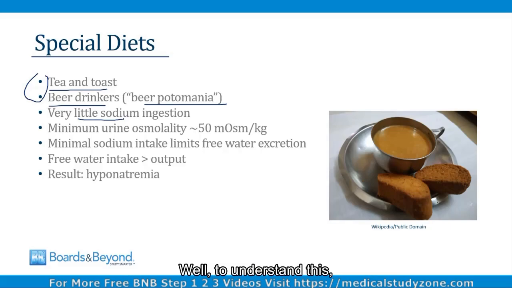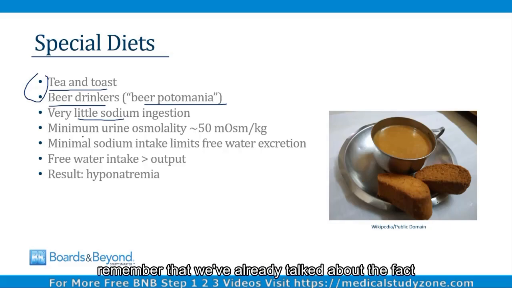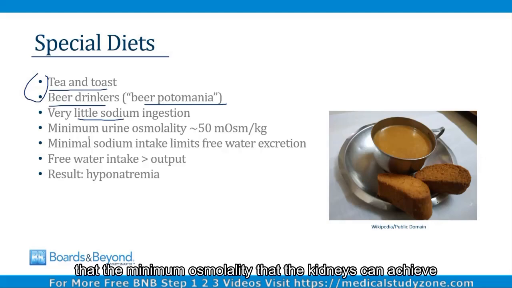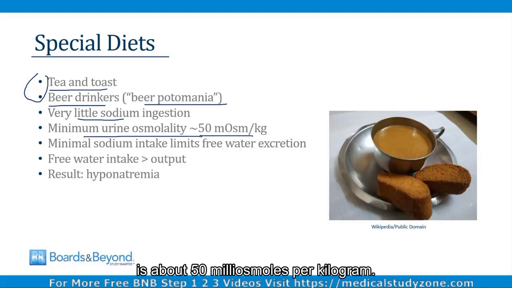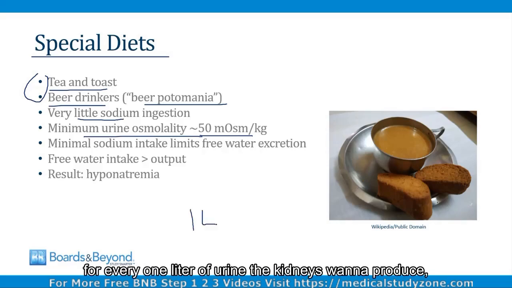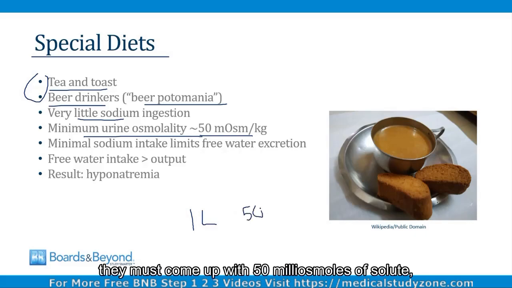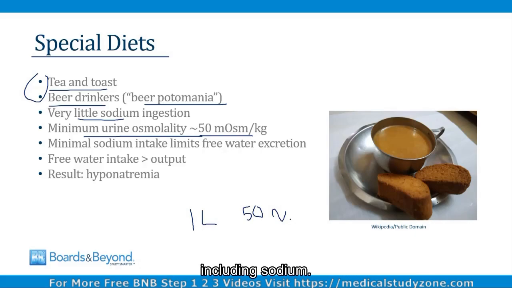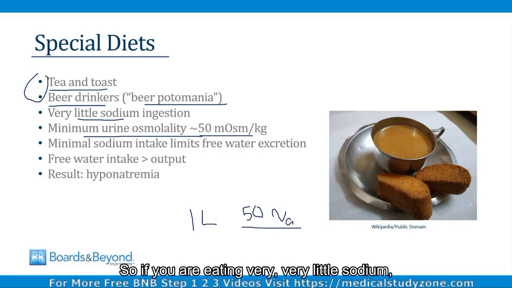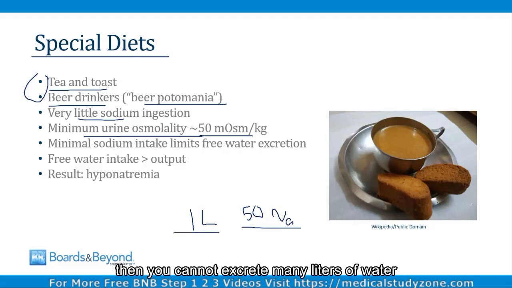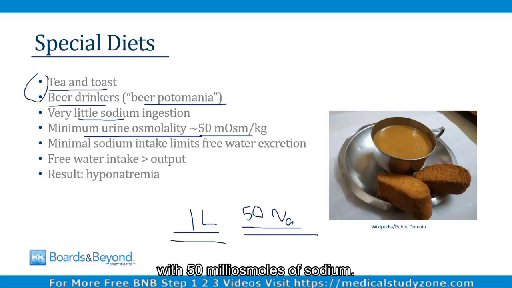Well, to understand this, remember that we've already talked about the fact that the minimum osmolality that the kidneys can achieve is about 50 milliosms per kilogram. So a way you can think about this is that for every 1 liter of urine the kidneys want to produce, they must come up with 50 milliosms of solute, including sodium. So if you are eating very, very little sodium, then you cannot excrete many liters of water because you need to pair every 1 liter of water with 50 milliosms of sodium.